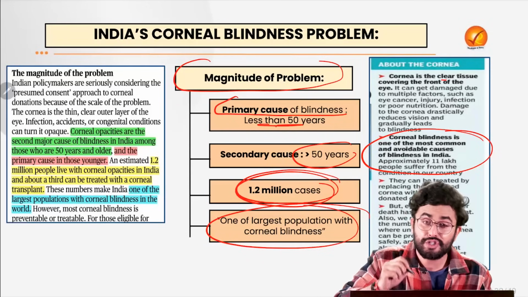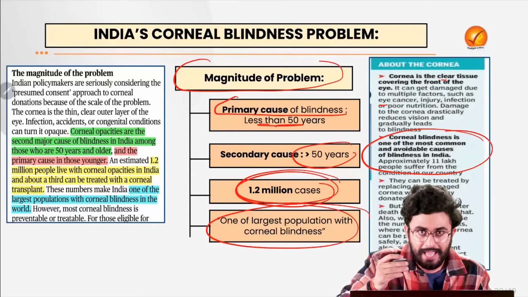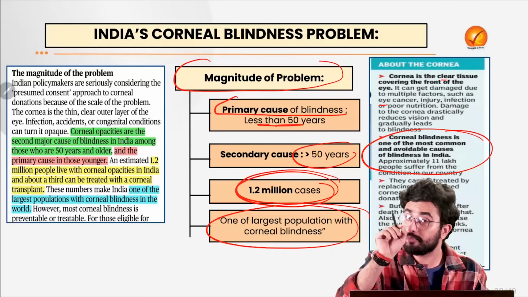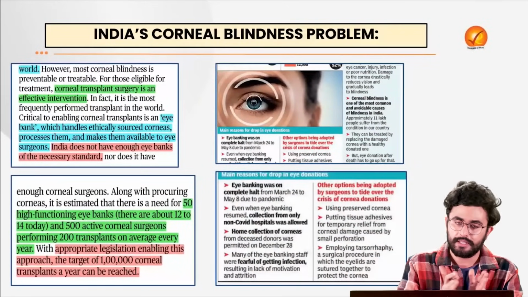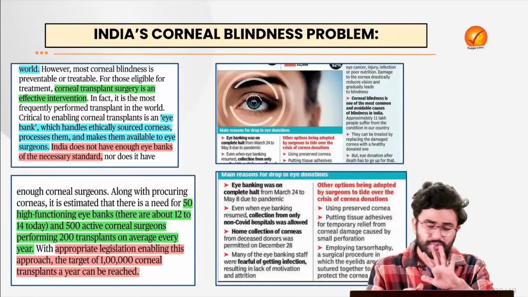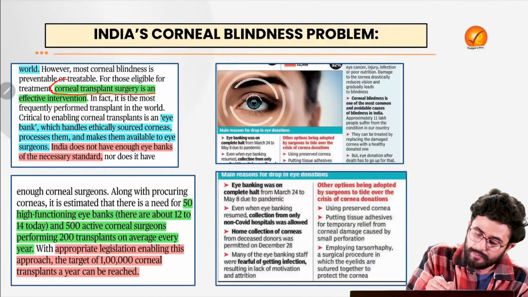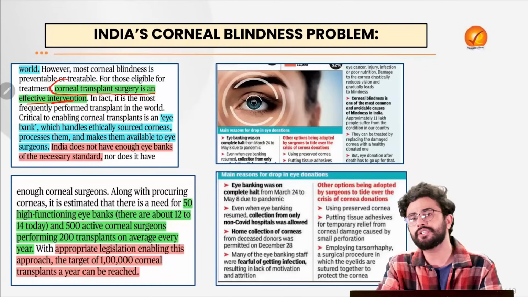Just read here that the cornea is the clear tissue covering the front of the eye, which can get damaged due to multiple factors. It is, for example, cancer, injury, infection, and poor nutrition as well. Now, the issue is that such corneal damage is actually treatable. So corneal transplant surgery is an effective intervention.